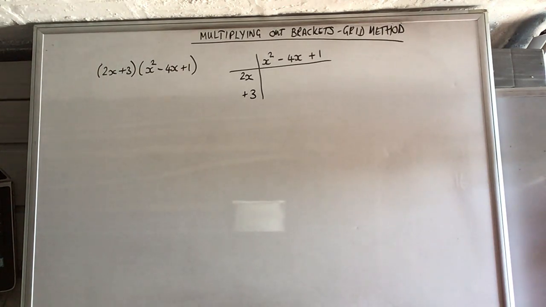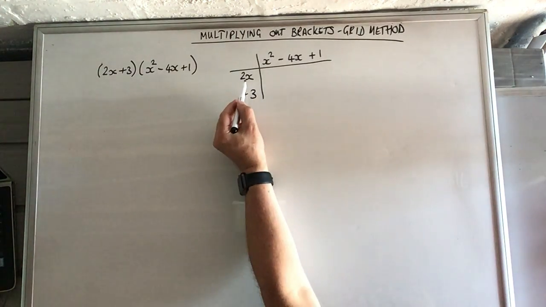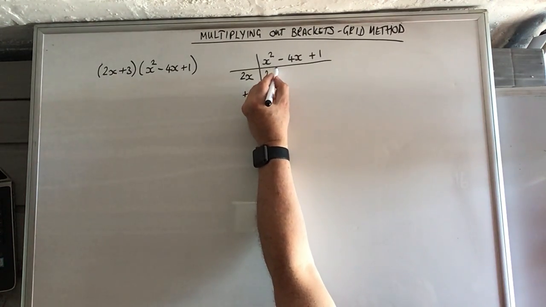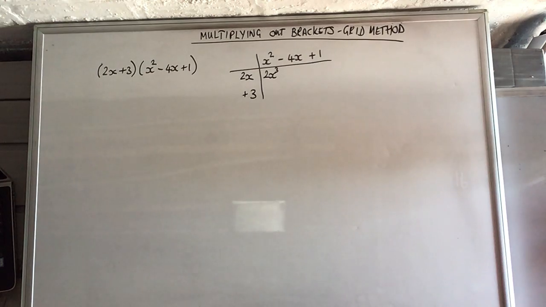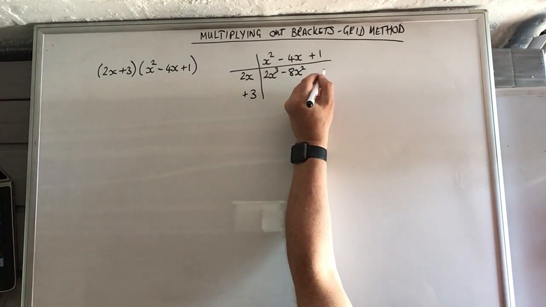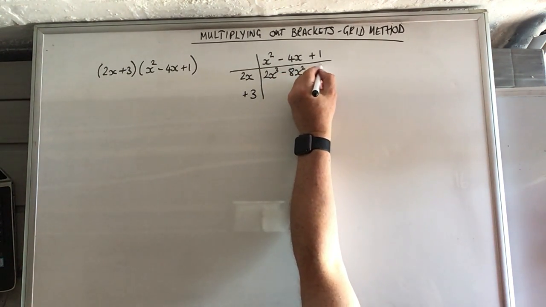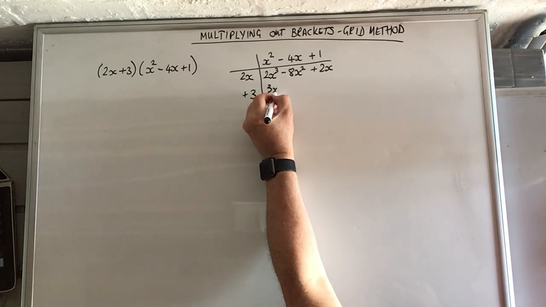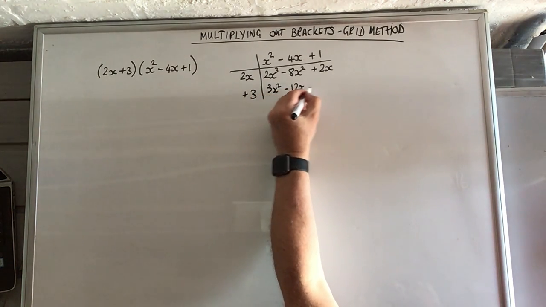If you've looked at the last video, you know how to multiply out the grid. It's just the same, it's just a wee bit bigger, this grid. So 2x times x squared gives me 2x cubed. 2x multiplied by minus 4x gives me minus 8x squared. And 2x times 1 gives me 2x. Then 3 times all the bit at the top, that's just 3x squared minus 12x plus 3.